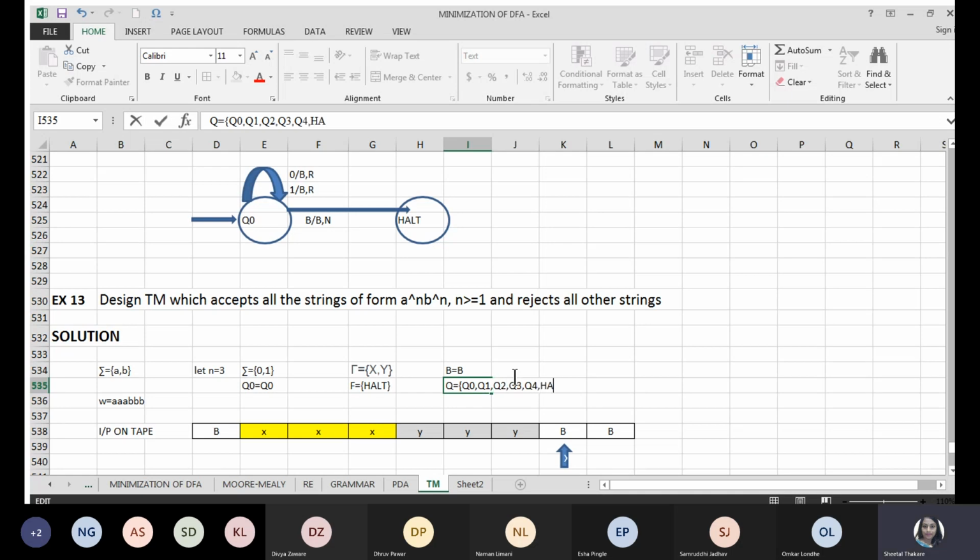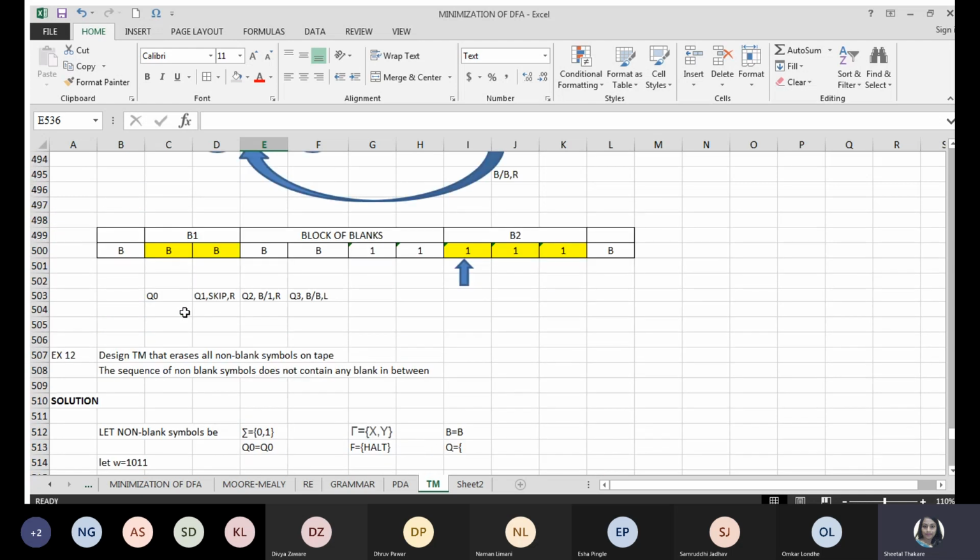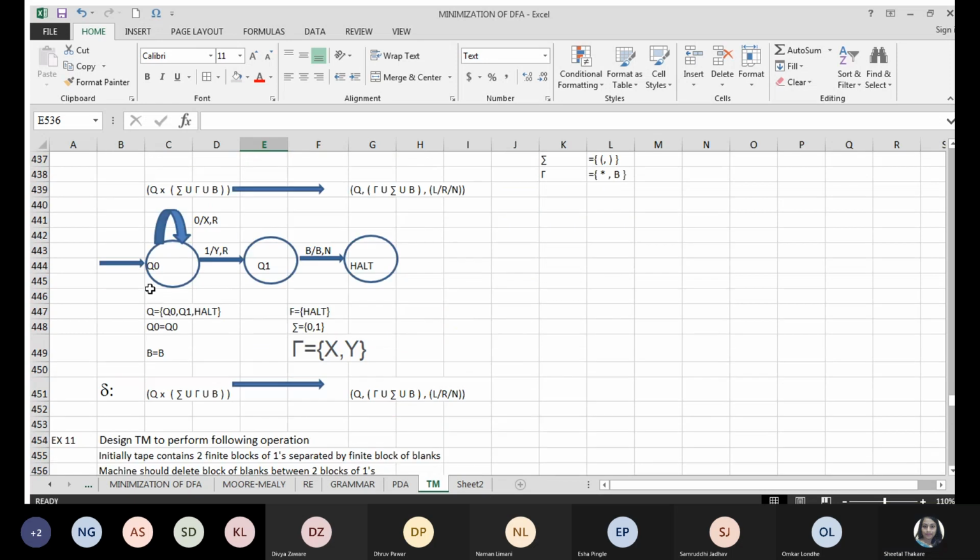Q4 and then halt. So these many states are there in Q. How many tuple values did we get? 1, 2, 3, 4, 5, 6. The seventh one is what? Delta.